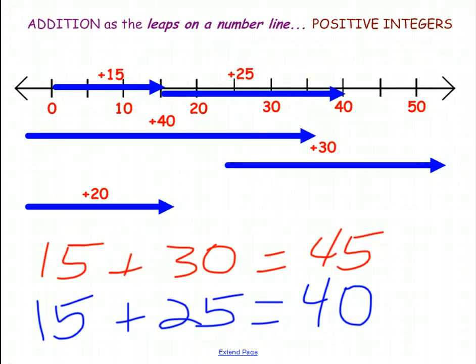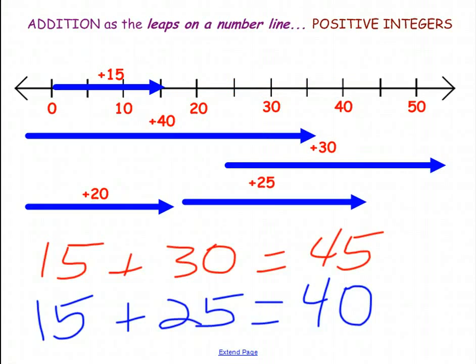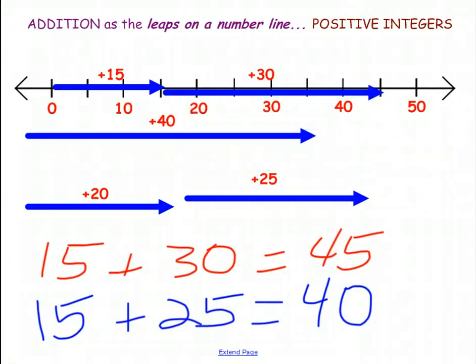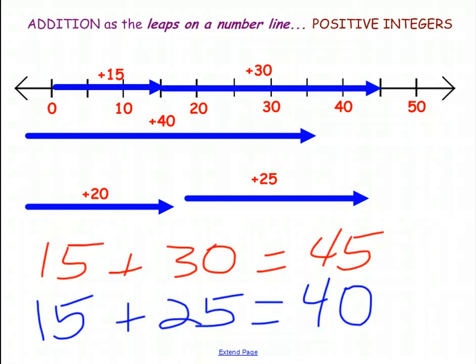This 25 is going to be taken away and not used anymore. Our 15 is going to remain where it is because that's what we're starting with, and when we add 30 to it, 15 plus 30, in fact, gives us 45.